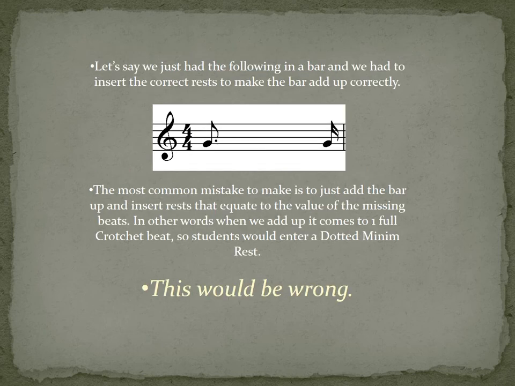As an example, in the first bar, we just have to insert the correct rests to make the bar add up correctly. Now, the most common mistake is that a lot of students just add up the bar and insert the rests that equate to the value of the missing beats. So if you look at what we've been given, a dotted quaver, 3/4 of a beat, and a semiquaver, 1/4 of a beat, that adds up to one beat. So the remainder of the bar would be 3 beats. One beat we've been given, 3 beats of silence. And so students would put in the equivalent of 3 beats of silence, which would be a dotted minim rest. Unfortunately, that wouldn't be correct, and if you were sitting an examination, it would be marked wrong.